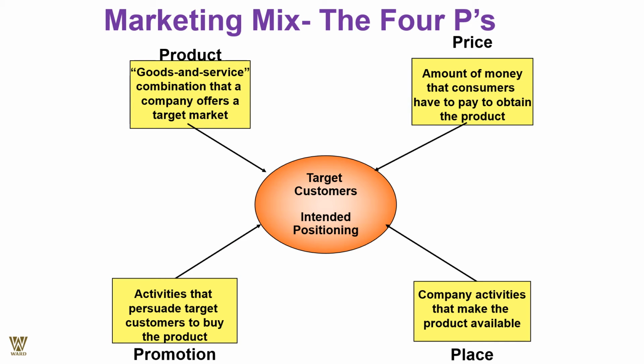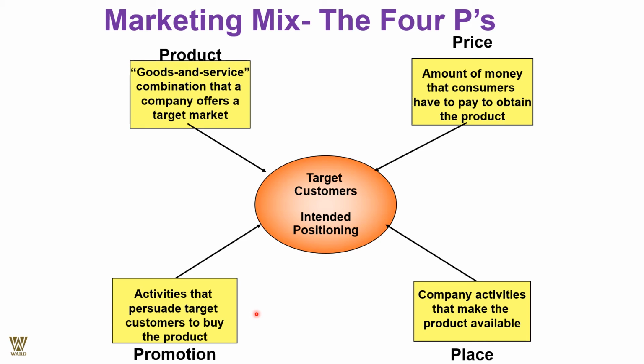Let us understand the marketing mix. The four P's: we are talking about product, the goods and service combination that the company offers the target market; the price, the amount of money that the consumer has to pay to obtain the product, as the case might be. We're talking about target customers, intended positioning. We're talking about activities that persuade the target customers to buy the product. In short, the promotion.